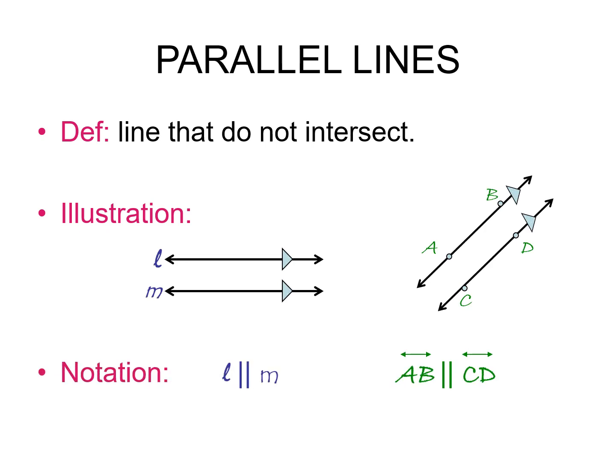The illustration is also given. L is parallel to M. AB is parallel to CD. So in notation, how do we write it down?